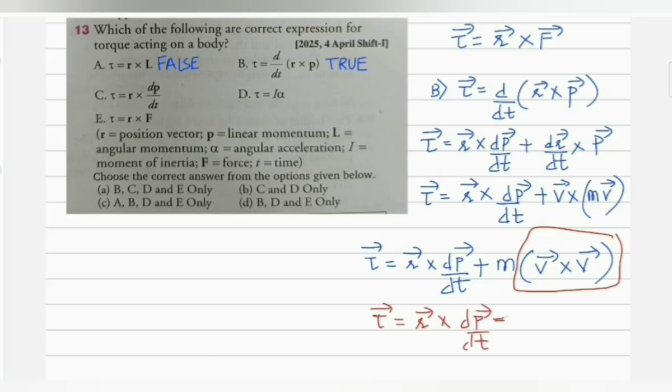And later on you could write this tau vector as r vector cross, tell me what is dp by dt? Sir, this is nothing but force, very famous formula. Tau vector is equal to r vector cross f vector. So tell me, is B true or not? By assuming B correct, we solved it completely and showed you. Tau is r cross f, so obviously formula E is true.